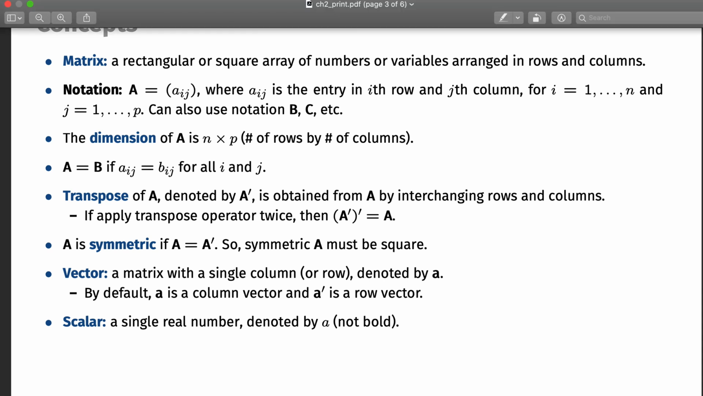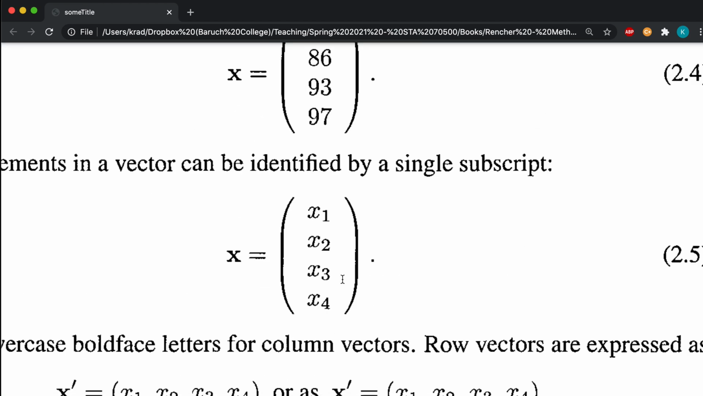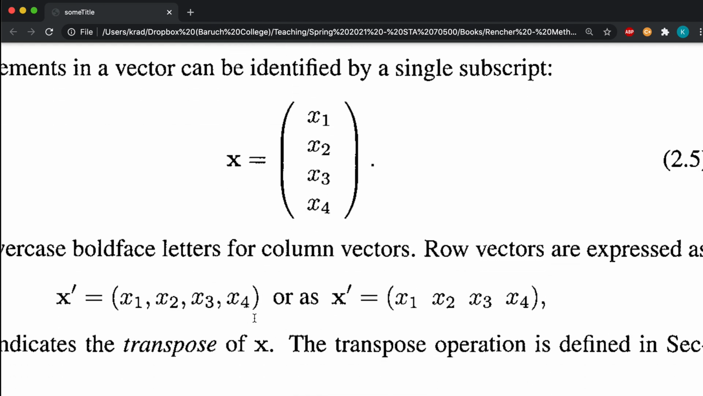Let's look at an example. Here we have a column vector. It has 4 elements. Typically, the way we represent it is that we have a lowercase letter, for example x, and then the elements will be first element x1, second element x2, x3, x4, and then the transpose will be a row vector, x1, x2, x3, x4.